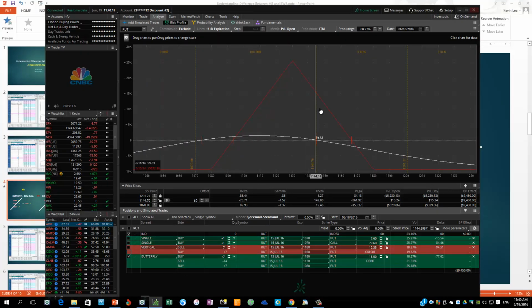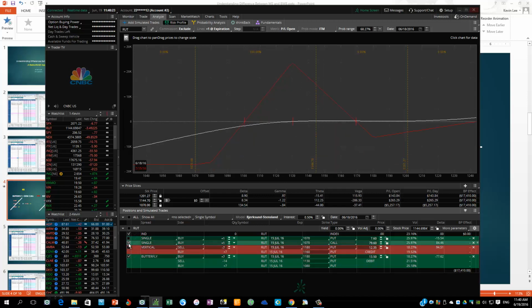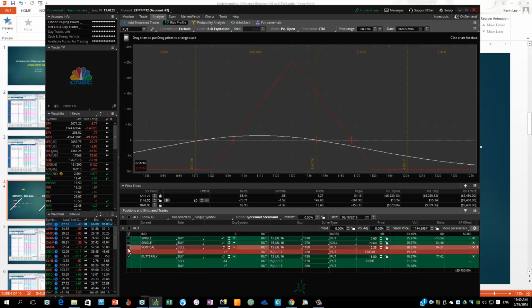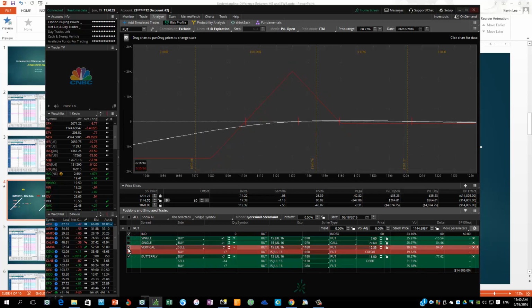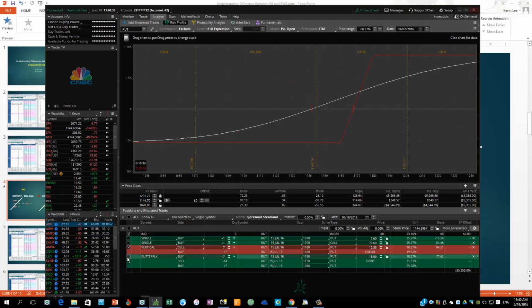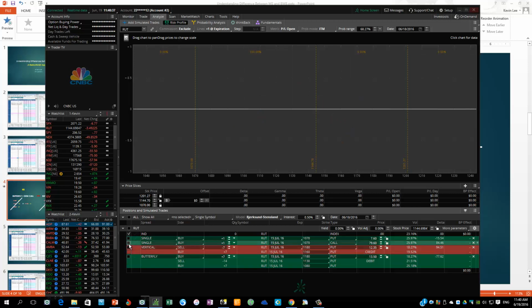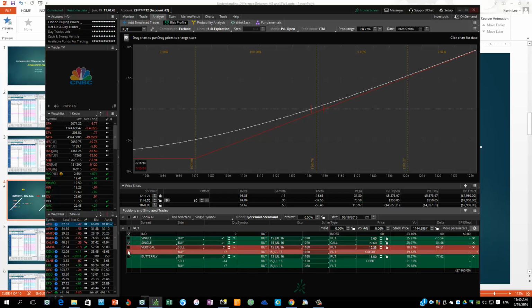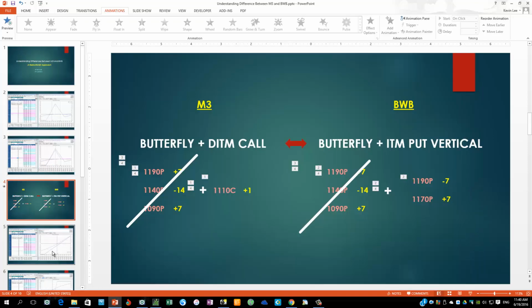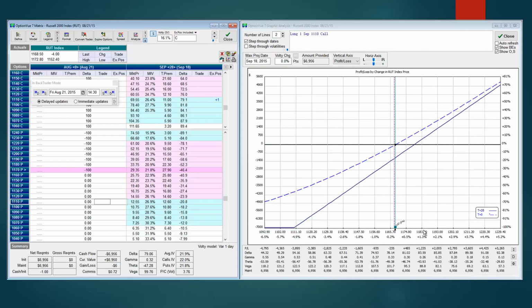Now I've got a regular butterfly here. If I add a call, that becomes an M3. If I add a put vertical, this is a broken wing butterfly. So if I remove this, I've got a vertical versus a call. So all I need to do is to understand the differences between these two. I would understand the difference between M3 and broken wing butterfly. So let's continue with this discussion.